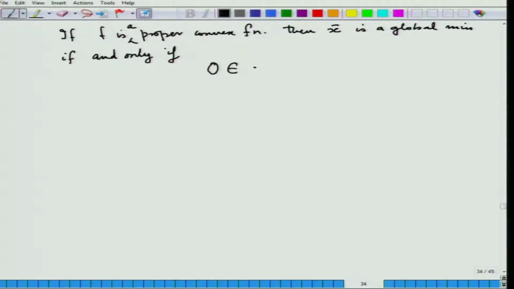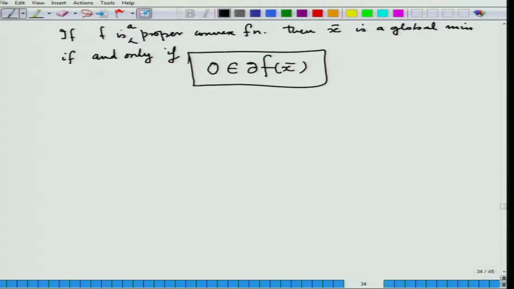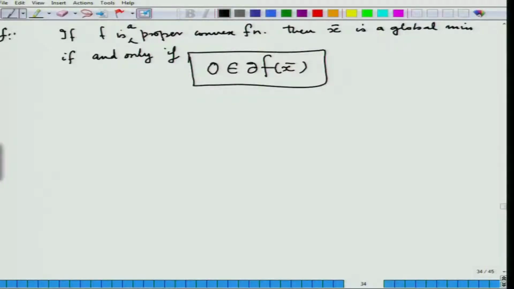0 belongs to del f of x bar. So, this Fermat's rule remains relevant even when we are talking about proper extended valued convex functions. Of course, here we are taking f from R n to R bar. Even if this function is extended valued, this fundamental result remains relevant and remains true.